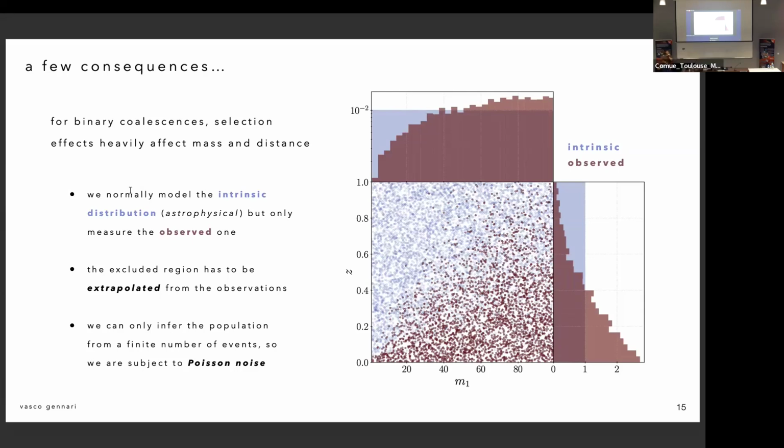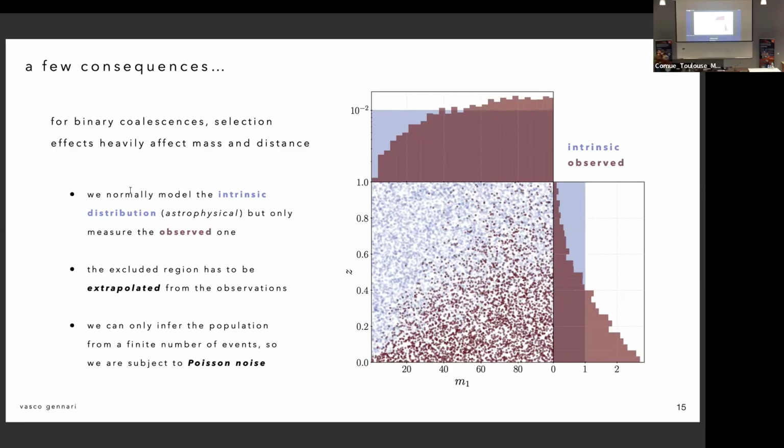And the red ones correspond to the ones that have been detected, that pass some SNR threshold at a given sensitivity. This is just an example, but it's to show you that the distribution of the observed events, the red one, really differs from the intrinsic one. So for example, events very close in redshift have a higher probability of being detected, but if you go farther, then the probability drops down as expected.